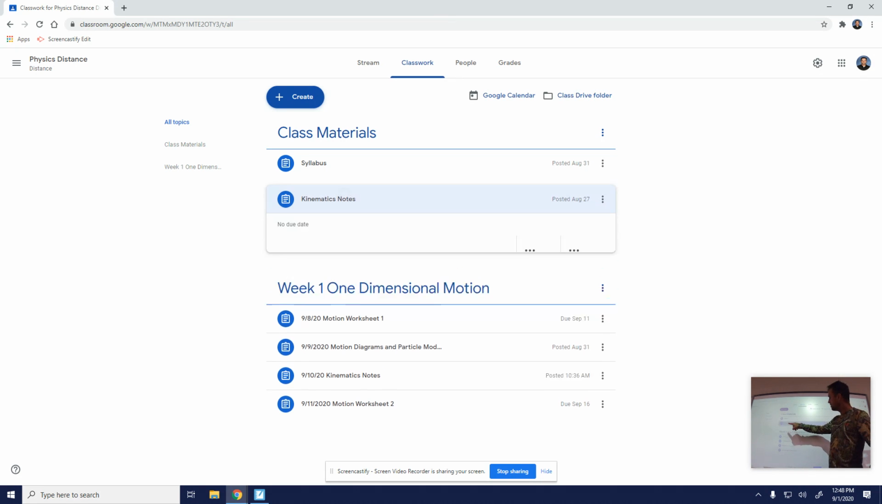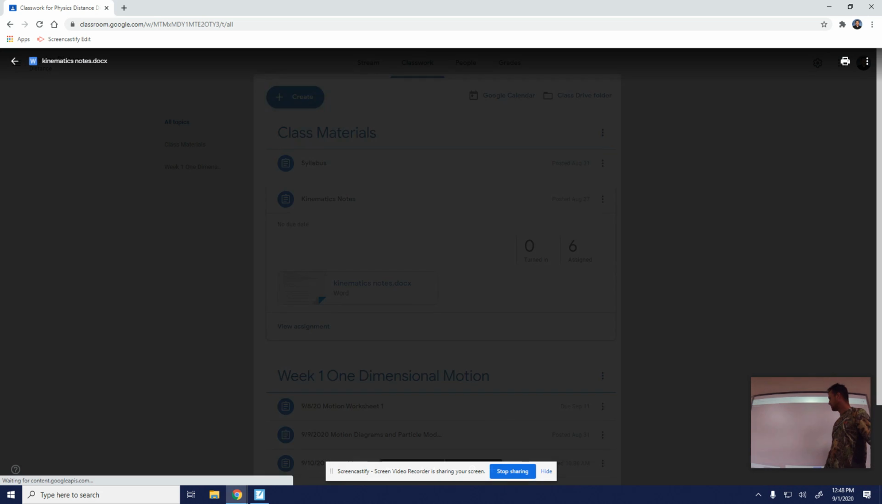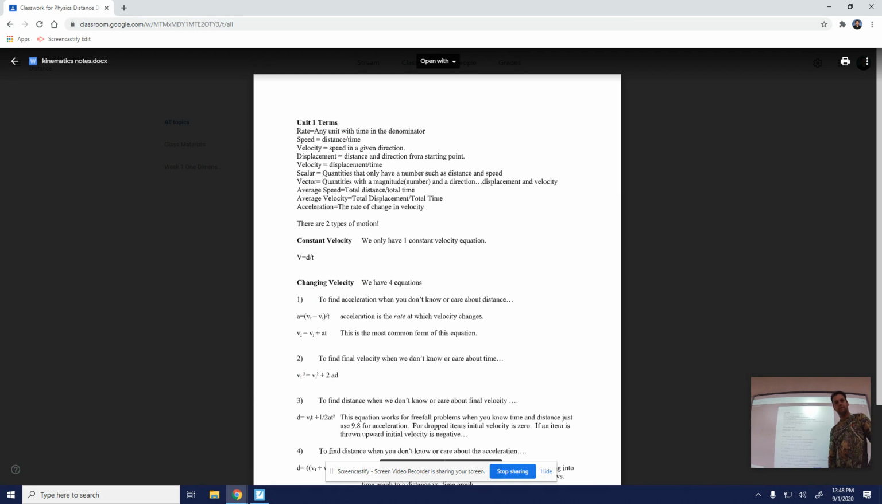But this sheet right here, Kinematics Notes, is a very important one for you. And I have some for those of you that are going to be in person that you can have. Otherwise, you could print this out. So it has all the terms from this unit, and then it has some equations. There's one constant velocity equation. You learned it in 9th grade. It's V equals D over T. And then there's 4 different equations that we're going to be using for acceleration. And I'm going to be going through a little bit about those equations for you.